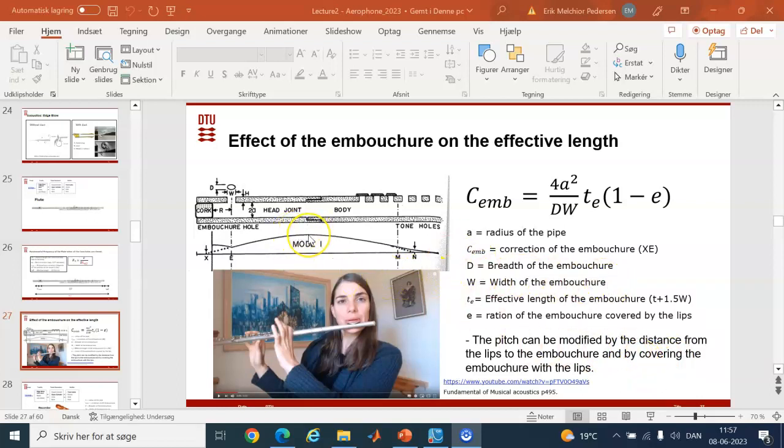We have a mode here, maximum pressure in the middle, and what is called x_e. Now I got it. x_e is the embouchure. This is the correction of the embouchure, this distance.